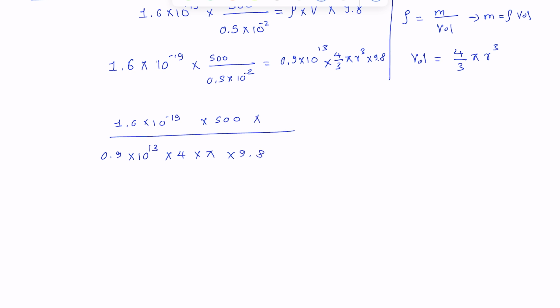The numerator you have 3. That is equal to r cube. 1.6 times 10 to the minus 19 times 500 times 3 divided by 0.9 times 4 times pi times 10 to the minus 19. Okay, so you just solve for r. So you'll get that r is going to be around 76 times 10 to the minus 6 meters, or 76 micrometers. And that is your answer.